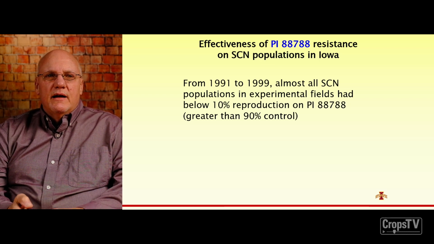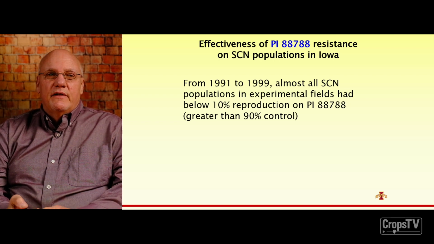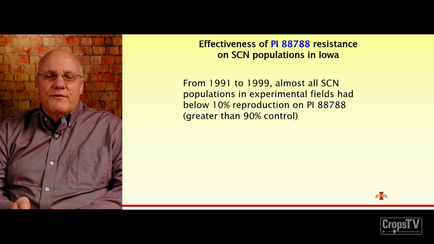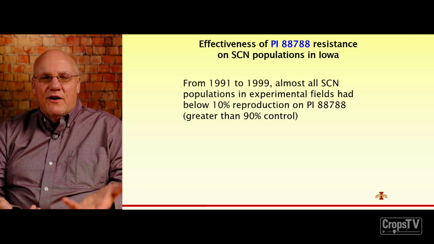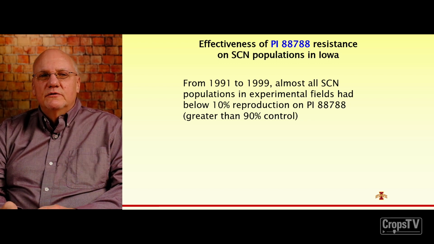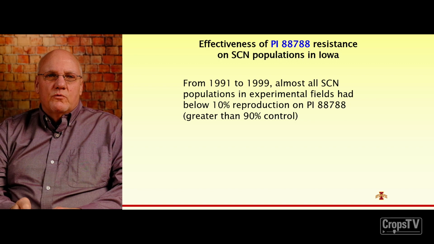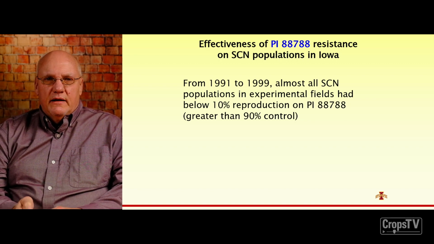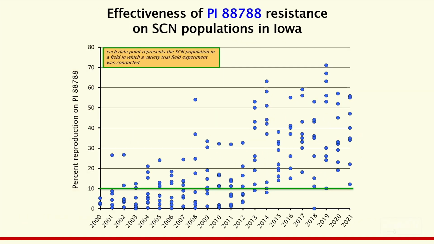Now, another way to think about below 10% reproduction is that the source of resistance, 88788, is providing greater than 90% control. So percent control is kind of just the converse of how much percent reproduction was allowed. At the end of the day, what this really means is that 88788 worked really well in the decade of the 90s. But on this graph, I'm plotting those same types of data.